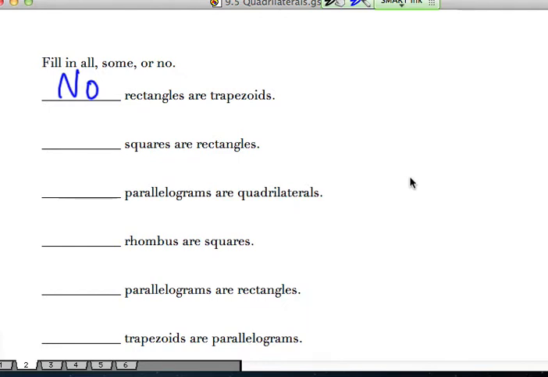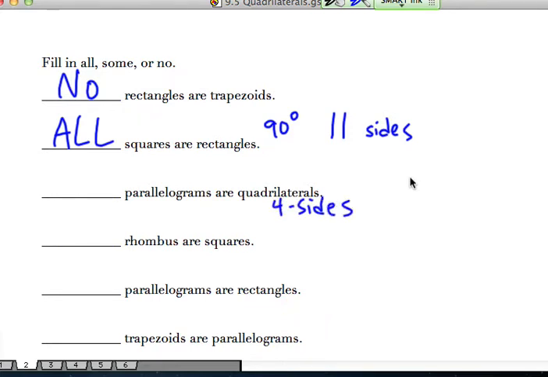Squares are rectangles. Well, to be a rectangle, it has to have opposite sides parallel, so that's true. And it has to have the angles be the same, 90 degrees. That's true. So all squares are rectangles, okay? Even though squares are more specific than rectangles, they still are rectangles. Every single square is a rectangle, right? Because all the rectangle needs is those 90-degree angles and those parallel sides, okay? All parallelograms are quadrilaterals. That's true. A quadrilateral, all it needs is four sides. Do parallelograms have four sides? Yes, all of them do. So all parallelograms are quadrilaterals.